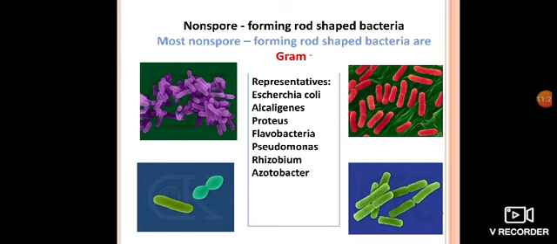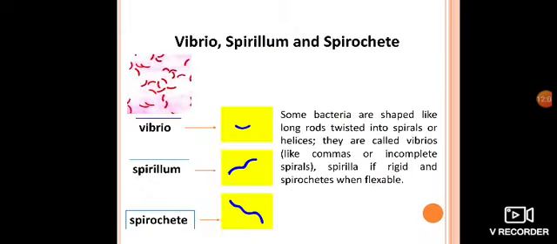Most non spore forming rod shape bacteria have Escherichia coli as an example. Escherichia coli is a very well known gram negative bacterium. Other examples are Pseudomonas, Azotobacter, and Flavobacteria. These are very common gram negative bacteria. We can easily observe them on the basis of their size, shape and structure, as well as their staining property. And next it is regarding Vibrio, Spirillum and Spirochete.